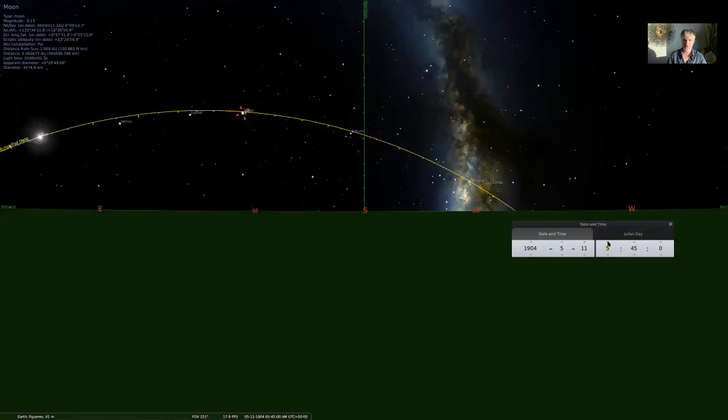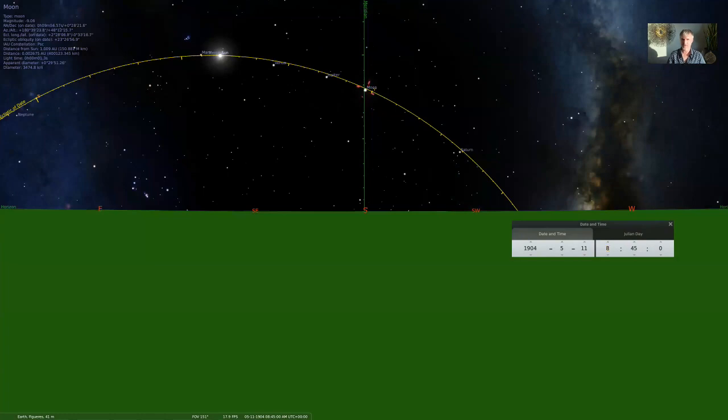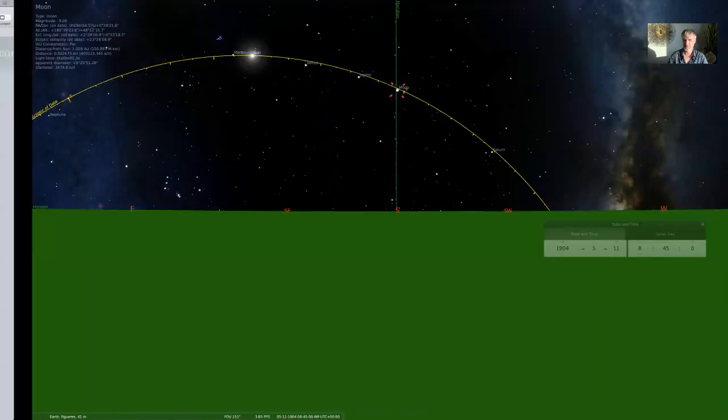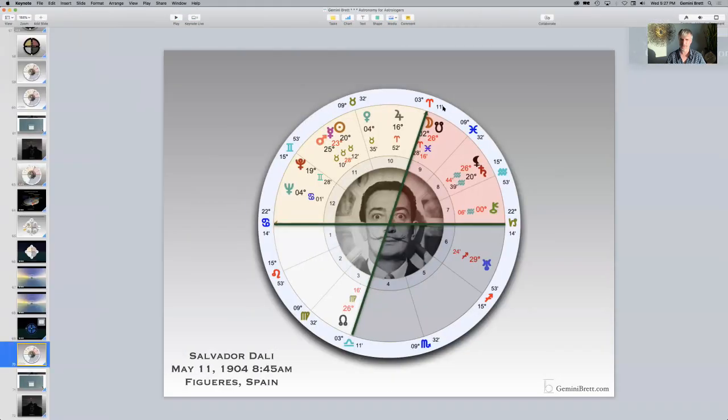And as we continue, here's the moon reaching highest height, about 6 hours after rising. Look at her now, she's well into Aries. This is Dali's chart. Moon's at 2.5 Aries. It's just culminating on the way down, which is what happens on the ninth house side of the meridian midheaven.